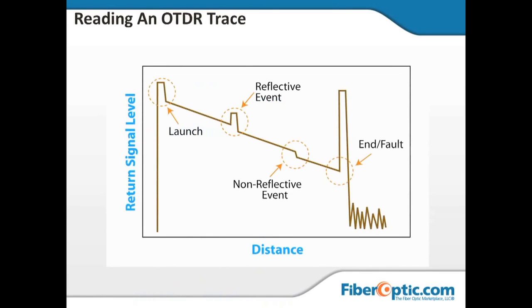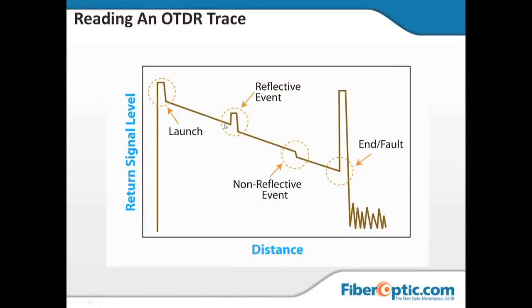Now, the non-reflective events are just simple drops in the trace. There's no spike, there's no reflection, it just goes from one backscatter level to another. This can be caused by a splice, a fusion splice, or by a macro bend. And we've got a slide coming up to explain that.